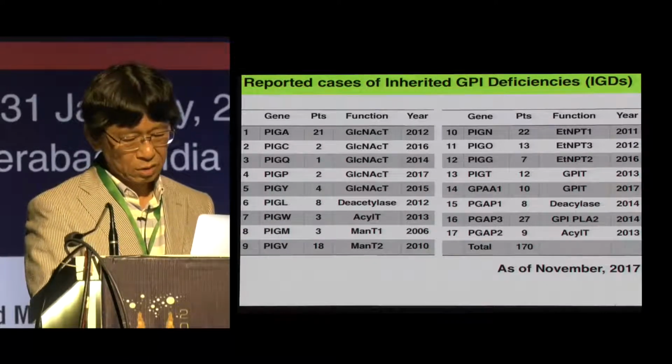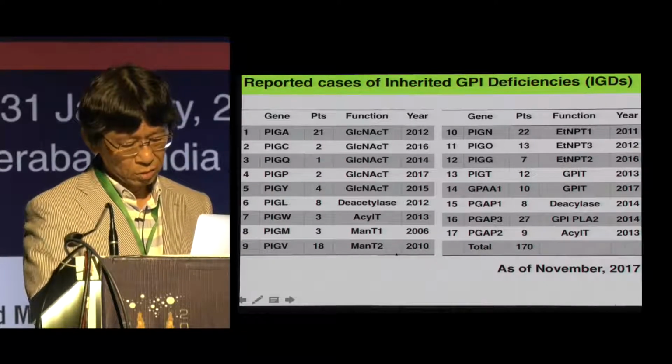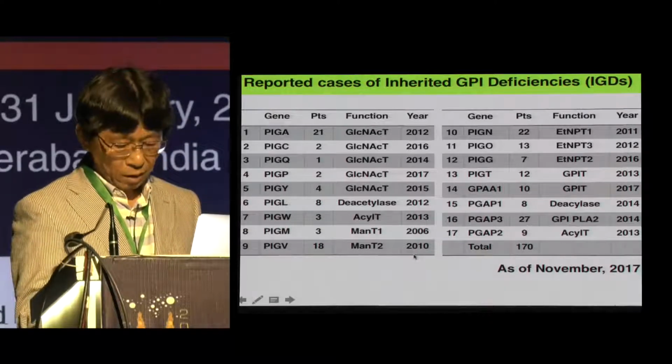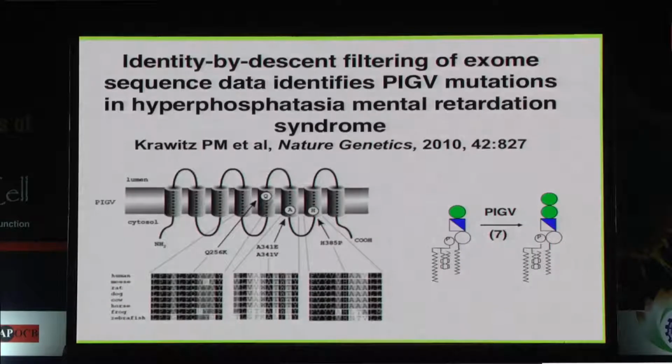That started about 2010. And so I will introduce the first report that studied mutations in the GPI pathway. Peter Krawitz in Germany used whole exome sequencing on children with hyperphosphatasia mental retardation syndrome. It's a rare genetic disease. And they found mutations in the PIGV gene.